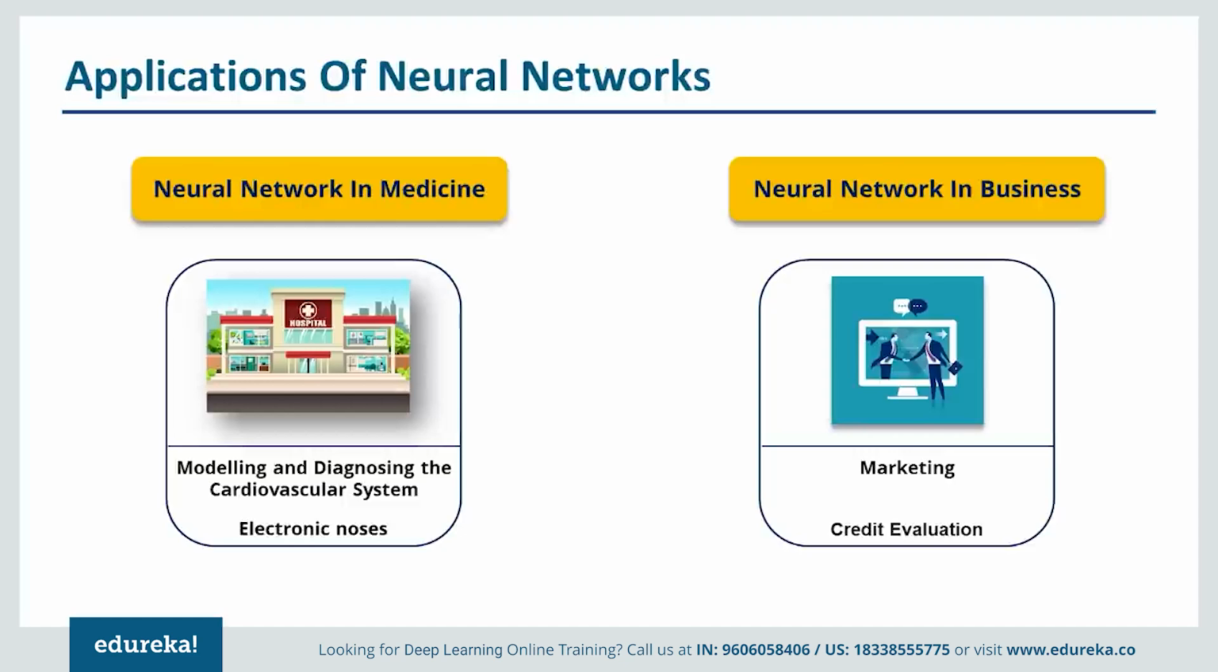Now the second area is credit evaluation. Now I'll give you an example here. The HNC company has developed several neural network applications, and one of them is a credit scoring system which increases the profitability of the existing model by up to 27%. So these are a few applications that I'm telling you guys.